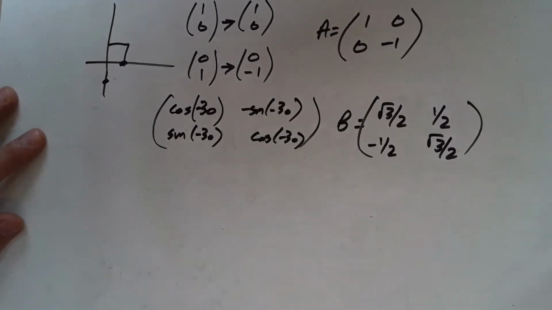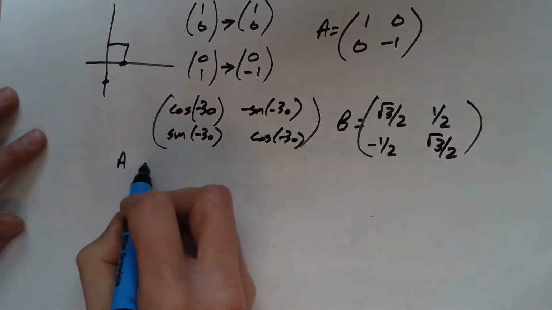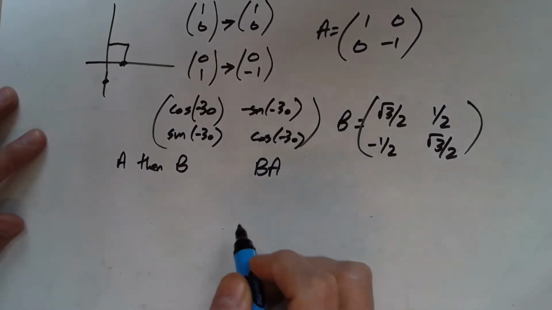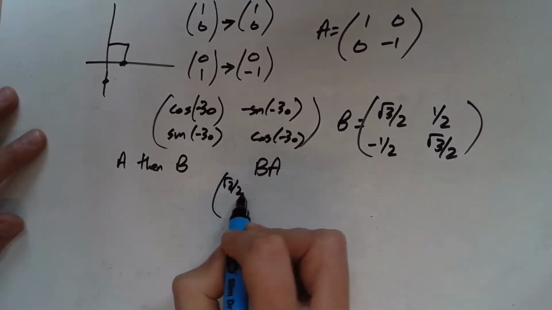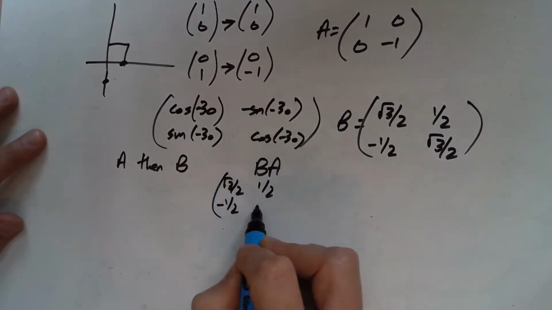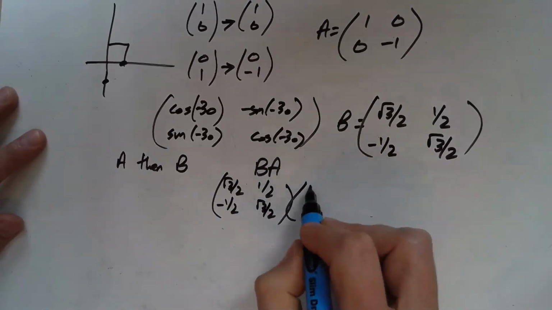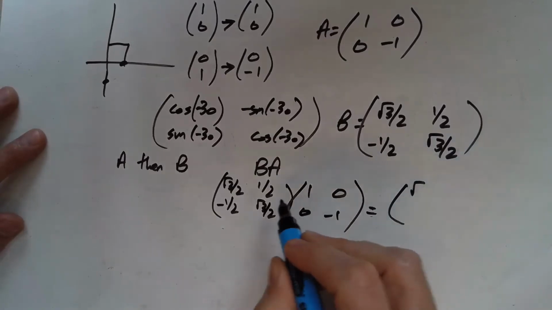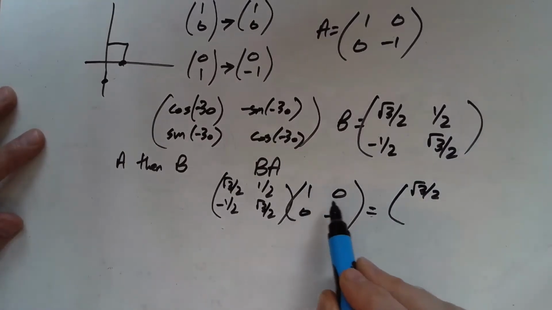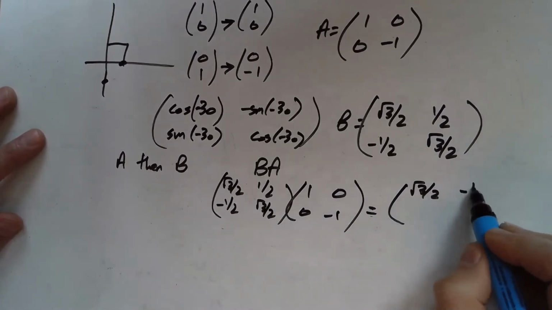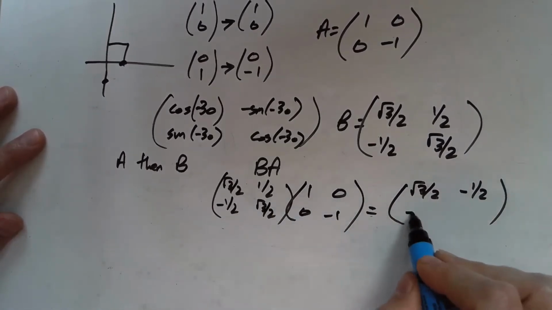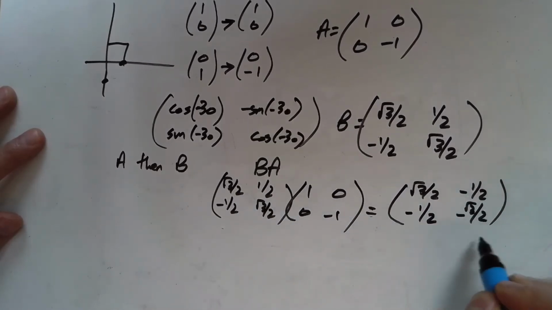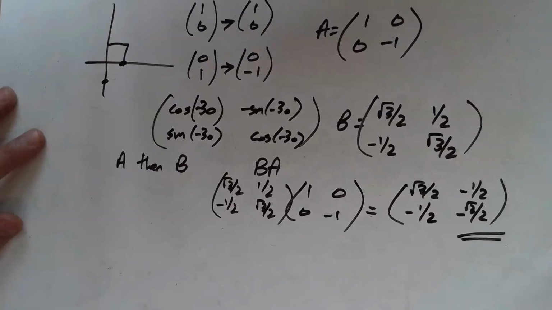We first want to do A and then B, and so we're going to multiply them this way around, B times A. So root 3 over 2, a half, minus a half, root 3 over 2, multiplied by 1, 0, 0, minus 1, gives us, so one of those, root 3 over 2, and nothing. That one there is just going to be minus a half, isn't it? That one there is going to be minus a half as well, and that one's going to be minus root 3 over 2. So there's the answer to that one.